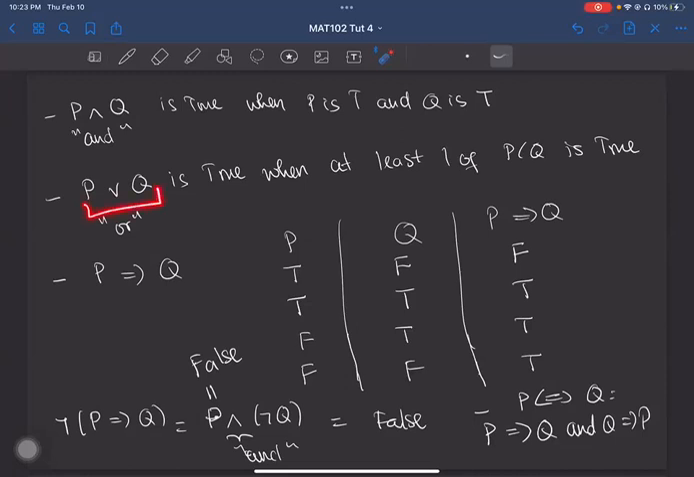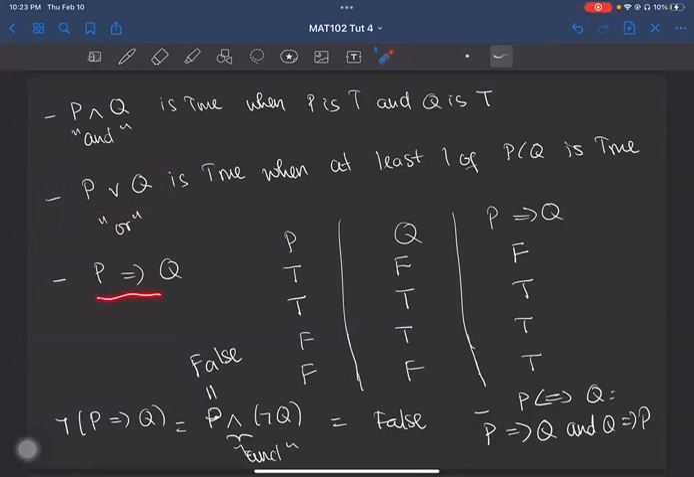P or Q. This logic is true when at least one of P or Q is true. So either P is true or Q is true, or both of them are true. Then P or Q will be true.